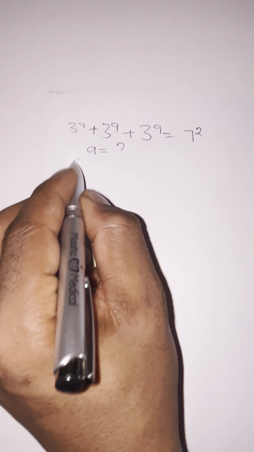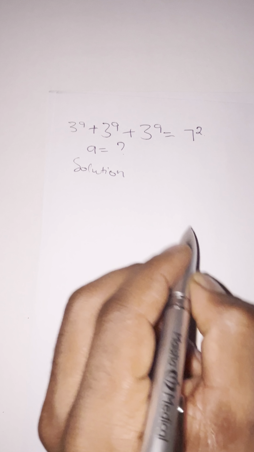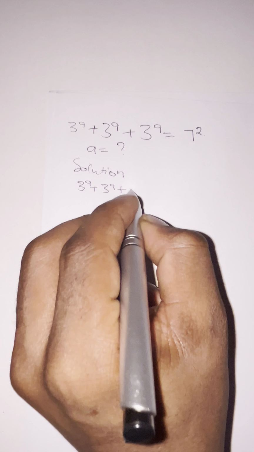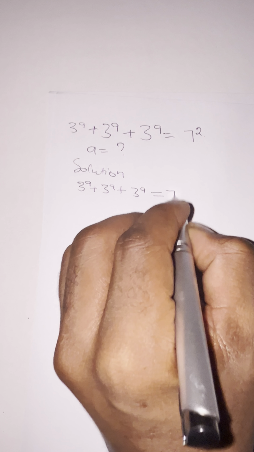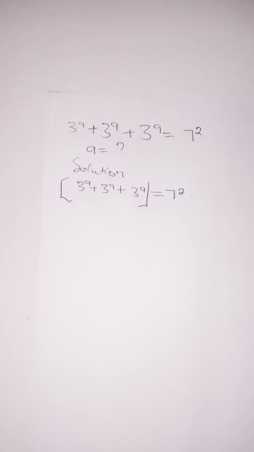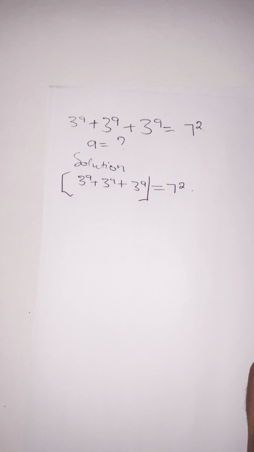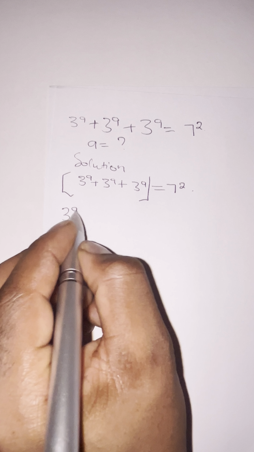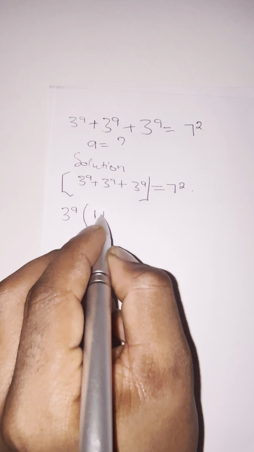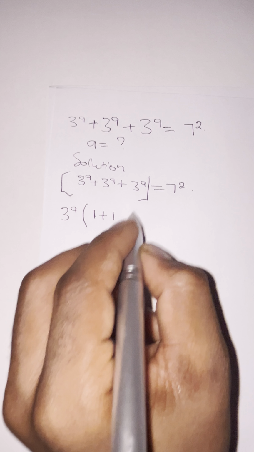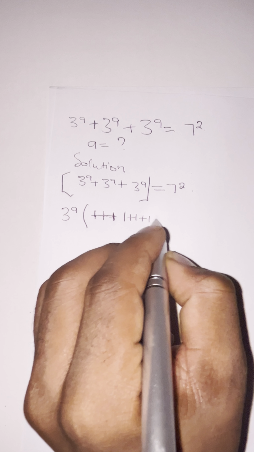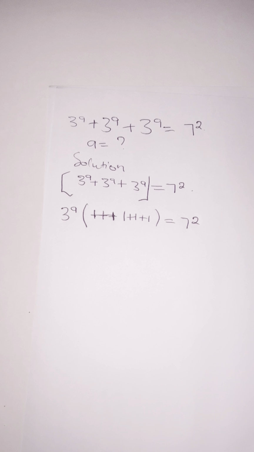Now, what do we say? Solution. What is our solution? 3a plus 3a plus 3a is equal to 72. Now, what is common here? What do you see? What is common is 3a. What is left here, because we remove 3a, is 1 plus 1 plus 1, equal to 72.